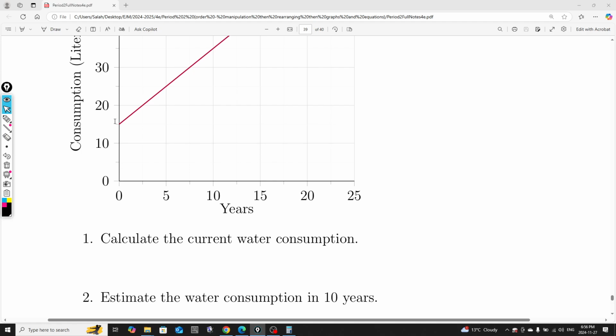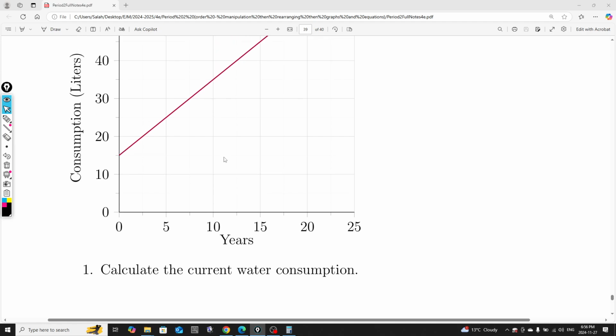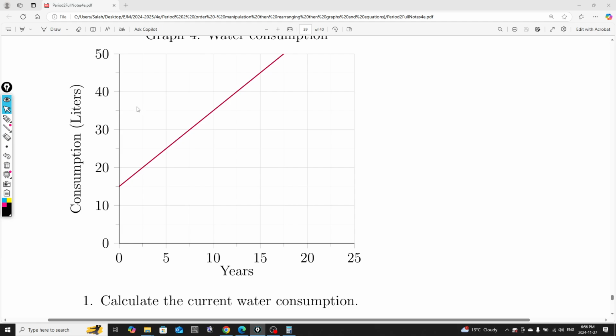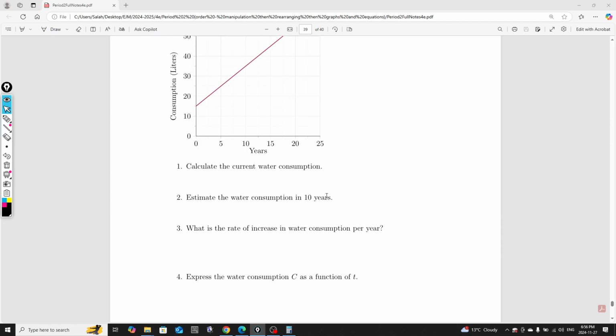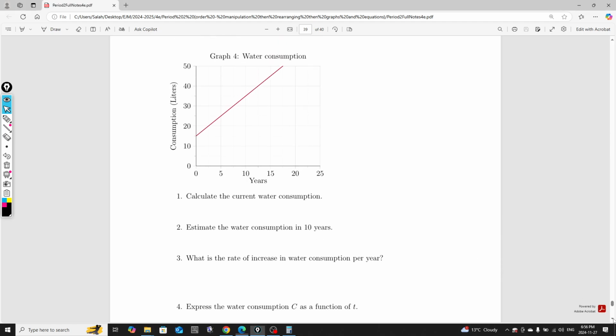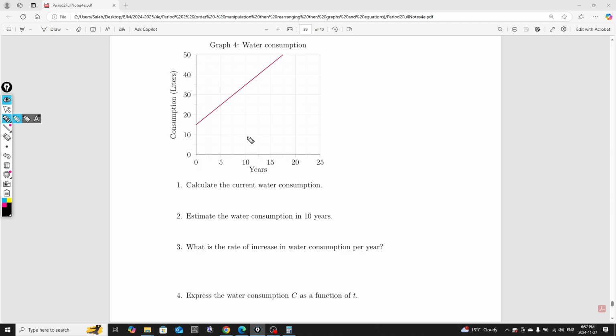So at 15, and then in 10 years, just because I'm looking at number 2 already, 10 years looks like it's at about 35. Okay, great. These are easy ones, so just line this back up and fill it out for you here. Okay, the current water consumption we just said was 15 liters. The water consumption in 10 years is, we said, 35 liters.